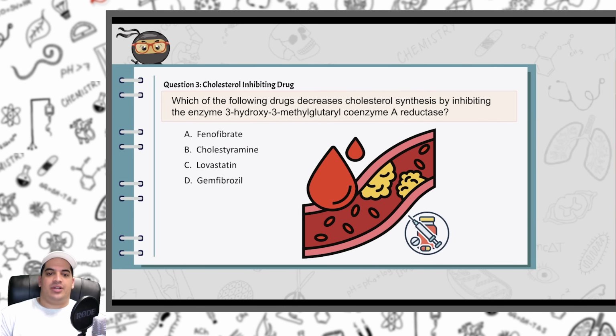Which of these drugs decrease cholesterol synthesis by inhibiting the 3-hydroxy-3-methylglutaryl coenzyme A reductase? Another name for this enzyme is HMG-CoA reductase. So it's the same thing. Which one of these would do that? It has to be a statin, an HMG-CoA reductase inhibitor, so it's C, lovastatin.